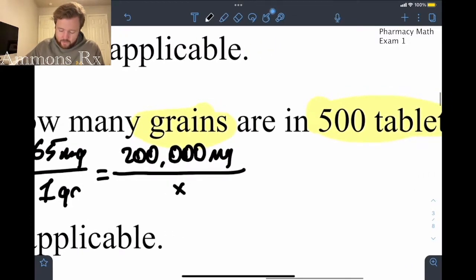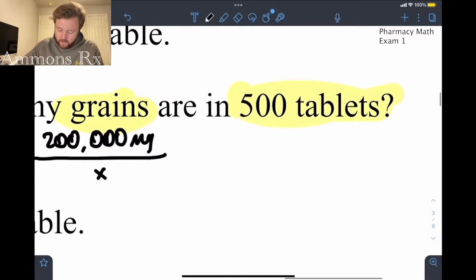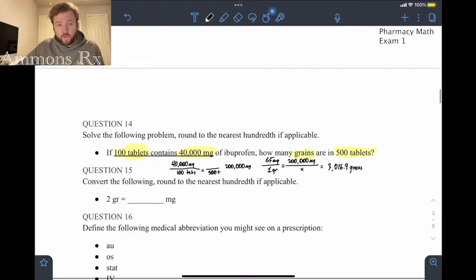We're going to do 200,000 divided by 65, and you get 3,076.9 grain. Okay, there you go.